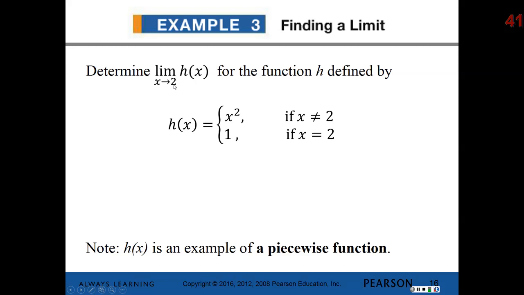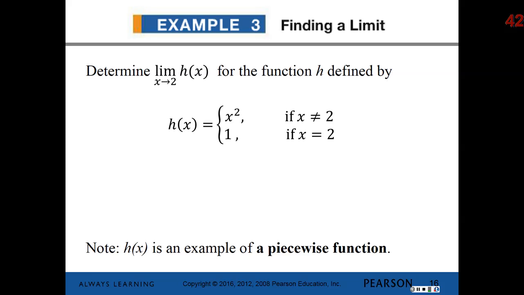So we're using the limit as x approaches 2 of h of x, and h of x is equal to x squared as long as x is not 2. If x is 2, h of x is equal to 1. This is a piecewise function. Okay? It has different rules for different parts of its domain. Everything in its domain, all x values except for 2, you square them. But if you've got 2, you don't square it, it's 1. Okay?